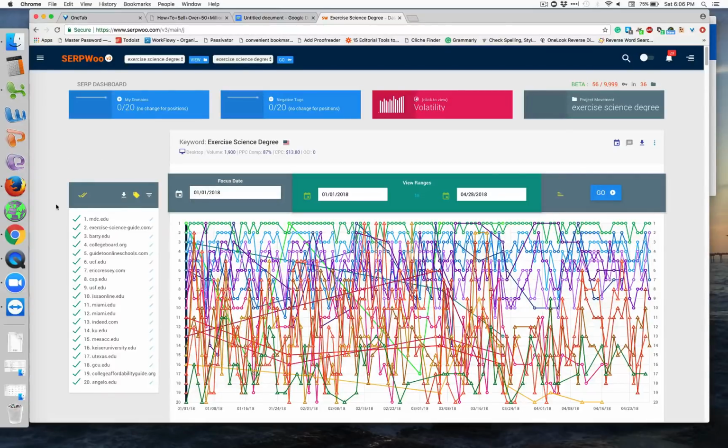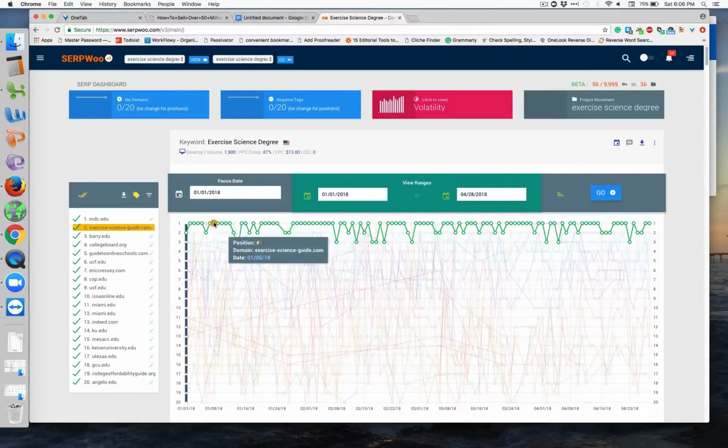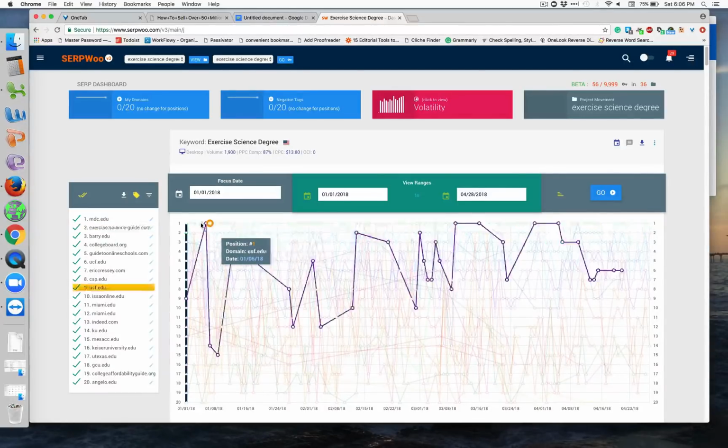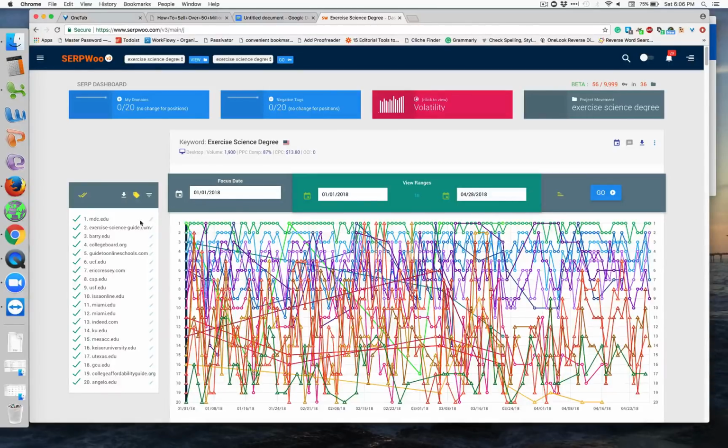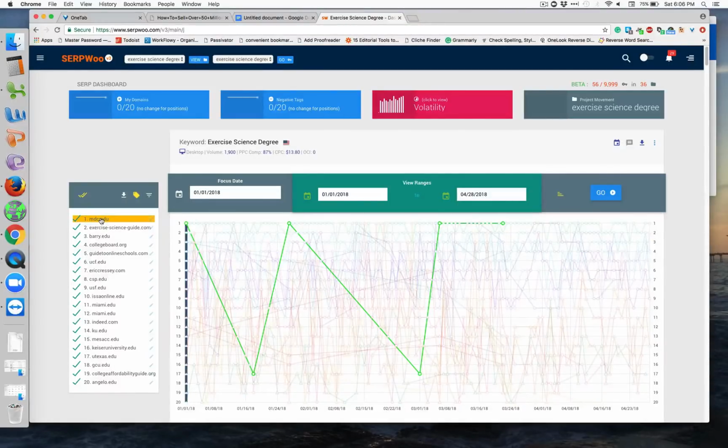Now, as I look through here, I've got two options. I can look at who was first. That's this exercisescienceguide.com, but they weren't ranking first on January 1st. That was mdc.edu, which is also highlighted over here on our legend. As you can see, they were ranked first, went to the 17th, jumped back up to first, came back down to the 17th again, went to the first, and they faded out. And between those rankings, they actually kind of disappeared for a few days and weeks and came back and popped in and popped out. That could be a potential candidate.